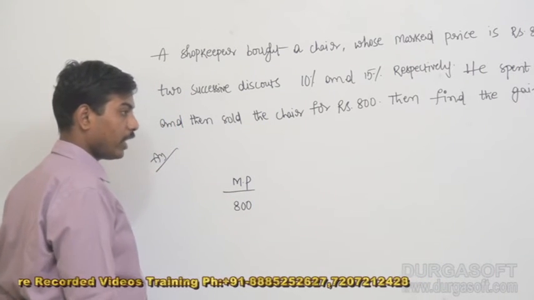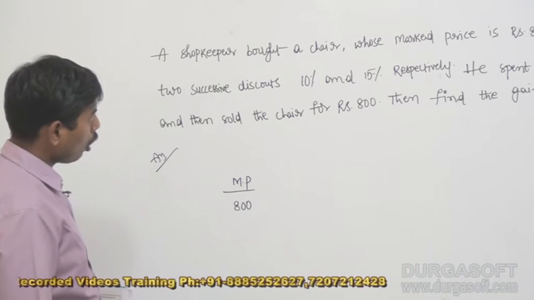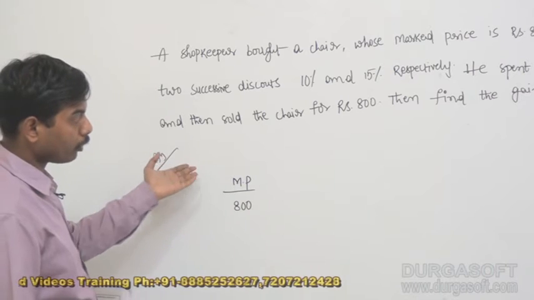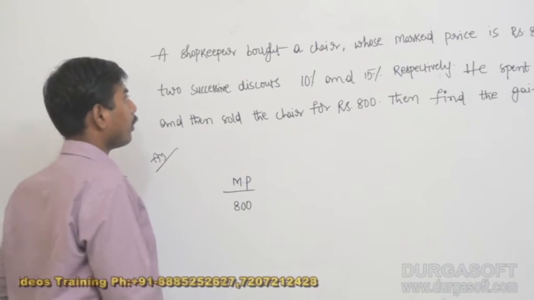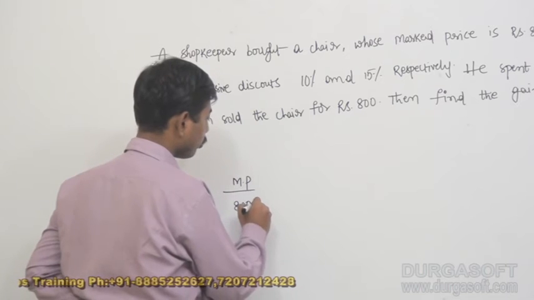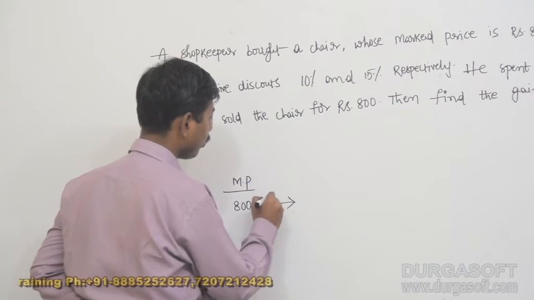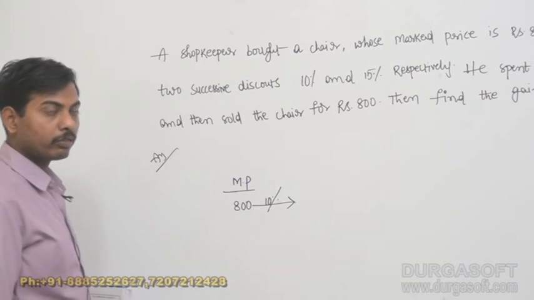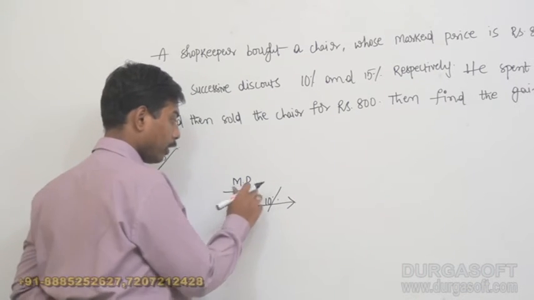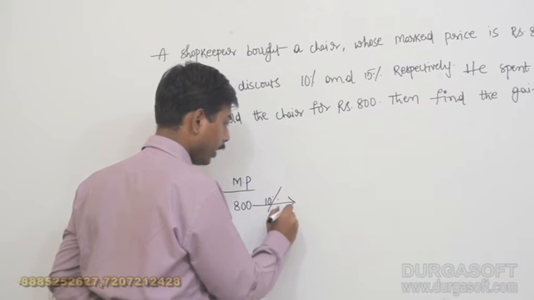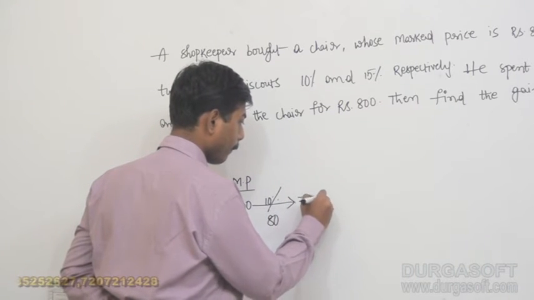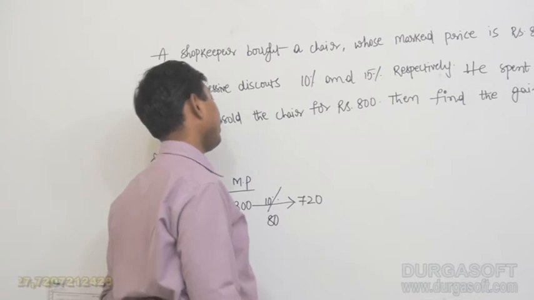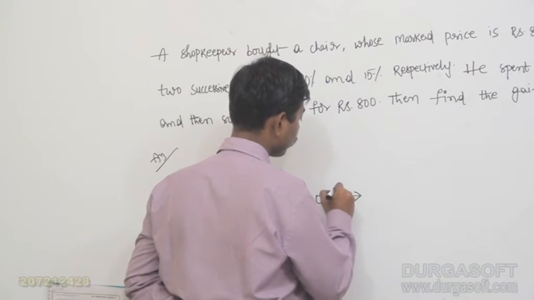The market price of an article, with reference to the given information, we write here as 800. After allowing two successive discounts, the first time he has given 10% discount to the customer. 10% of 800 is how much? 80. Now the price to be paid by the customer is 720. And again he has given 15% discount to the customer.